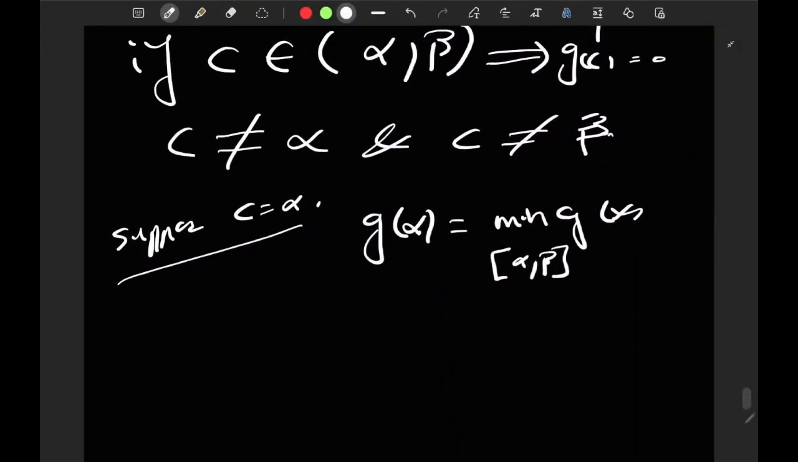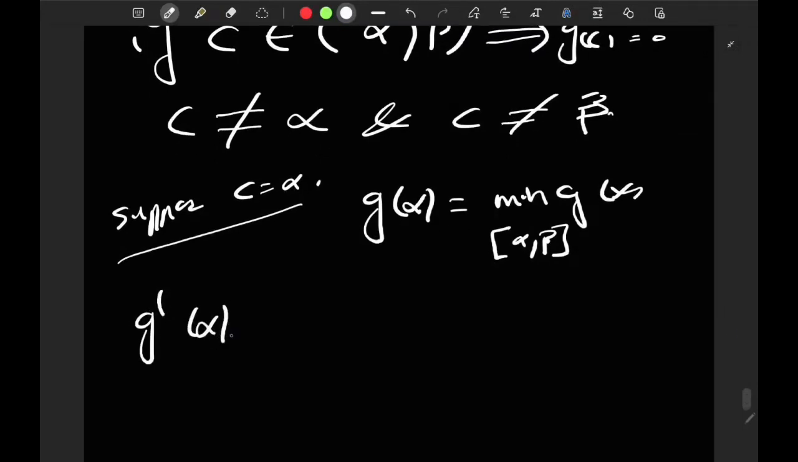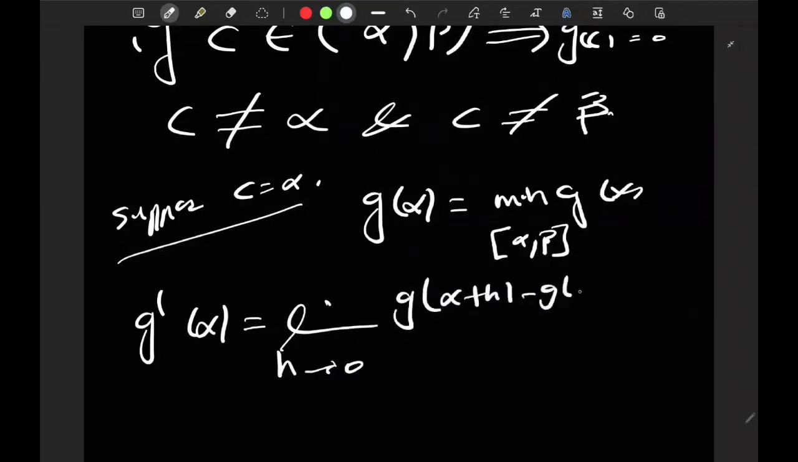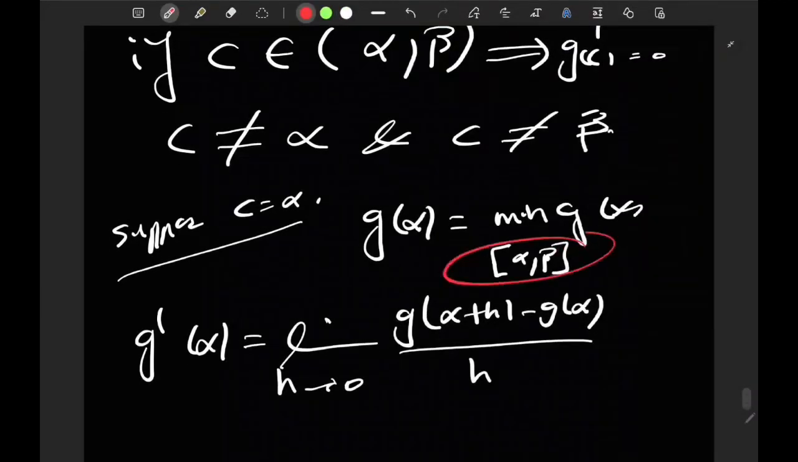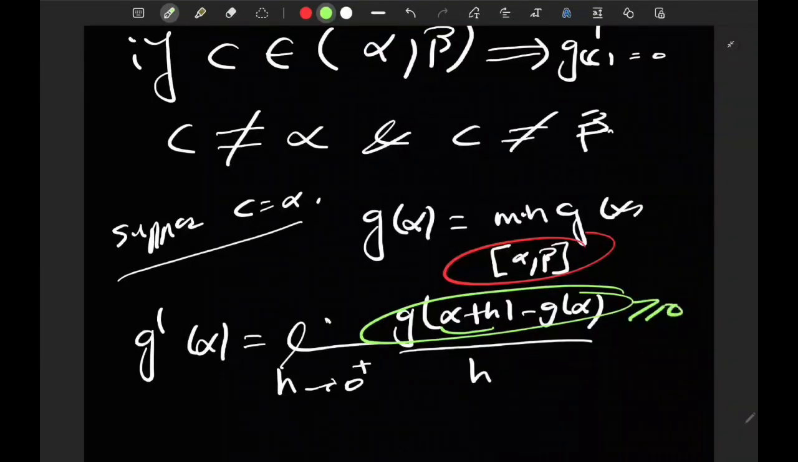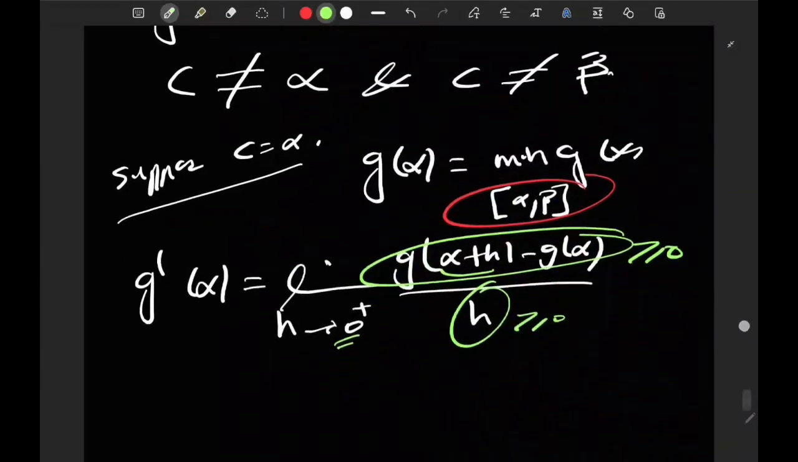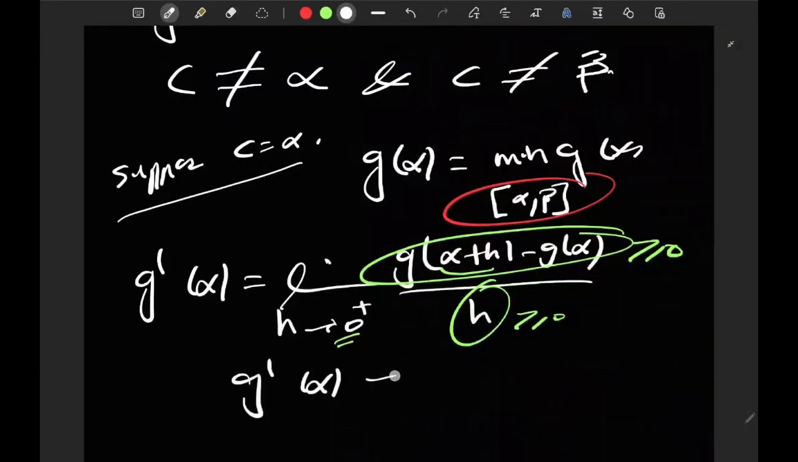In any case, I can just look at the g prime of alpha, which is the limit as h goes to 0 of g of alpha plus h minus g of alpha divided by h. But I want to make use of the fact that alpha is the minimum over the interval alpha beta. So I'm going to be approaching from the right, so h goes to 0 plus. Since h is small enough, alpha plus h will lie inside the interval alpha beta, and this thing will be non-negative because alpha is a minimum. And h is non-negative because it's going to 0 plus. So g prime of alpha, the result of this limit, is going to be non-negative.